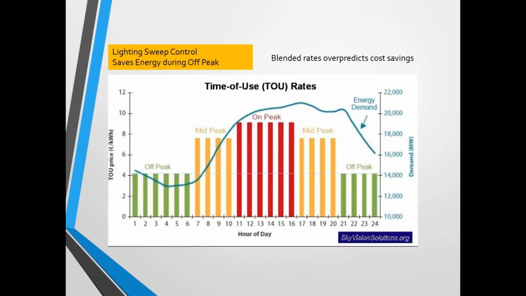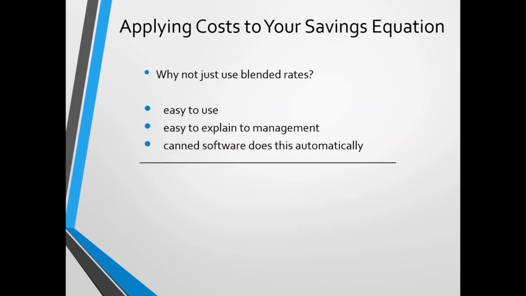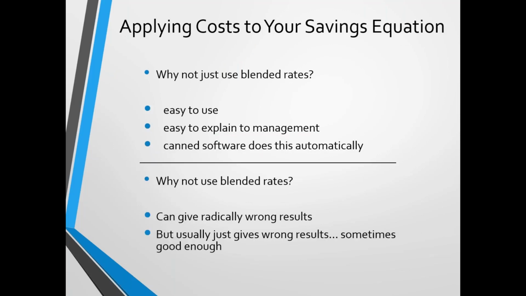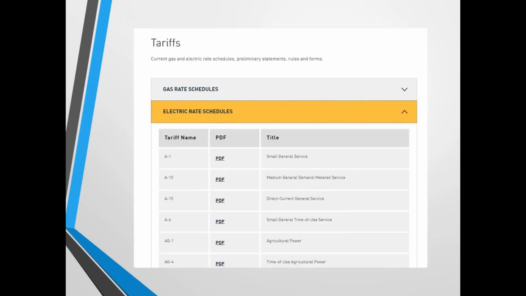And let's say you wanted to do something to reduce energy usage at night. So you're going to turn things off, do a night setback, or lighting sweep control, that's turning off lights. Then blended rates is going to overpredict your cost savings because most of your savings is going to happen during off peak, and your blended rate up here is like 7 cents or something. So that's going to overpredict. What I'm trying to explain is blended rates kind of sucks. It can give you really bad results, but usually just the wrong ones. Sometimes it's good enough though. All right, let's get to it.